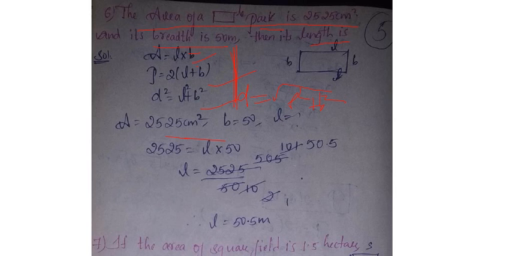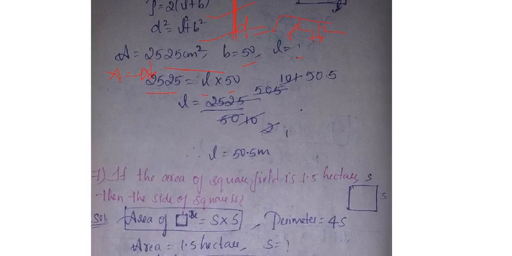What is the area of the rectangle formula friends? Area of the rectangle equal to length into breadth. Yes or no? Now area is 2525 equal to length we don't know, L, into breadth we know, 50 they gave. So L equal to 2525 divided by 50. If you do cancellation, what are you getting? L equal to 50.5 meters.